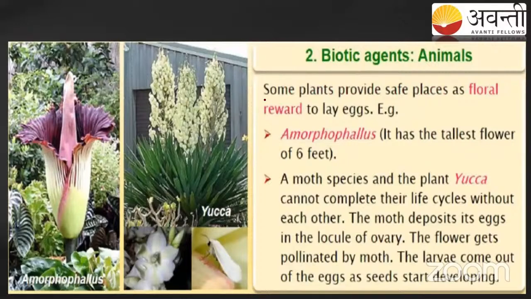If the moth species is not there, the Eka plant cannot live, because moth species is the only species which is helpful for the pollination of that Eka plant. And Eka plant is the only species which gives the shelter to the moth species eggs. That is why the moth species will lay the eggs in Eka plant, and that pollinates the Eka plant again. So that is how, vice versa, they both are related to each other. Understand?